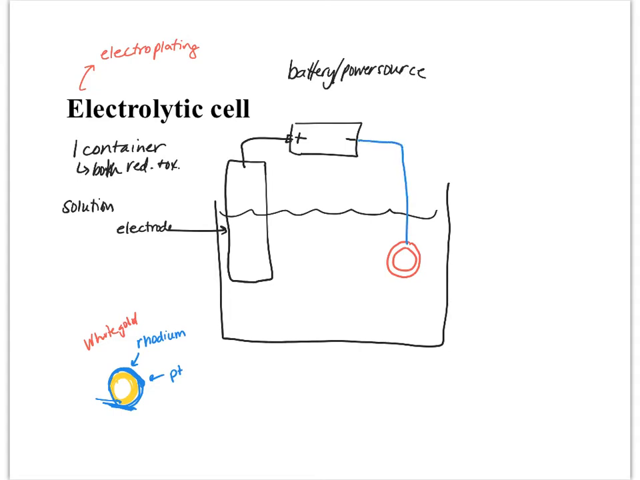Okay, so let's say I wanted to take rhodium and plate it onto the surface of this ring. Let's say this is a gold ring. It could be any metal, it could be nickel.